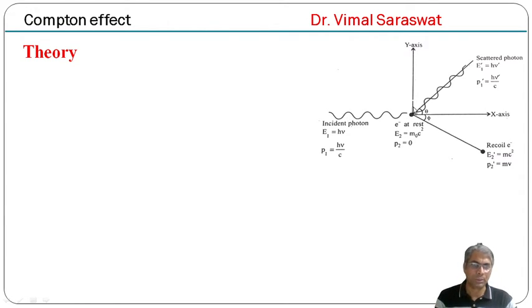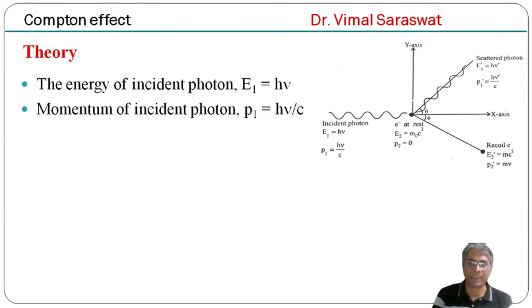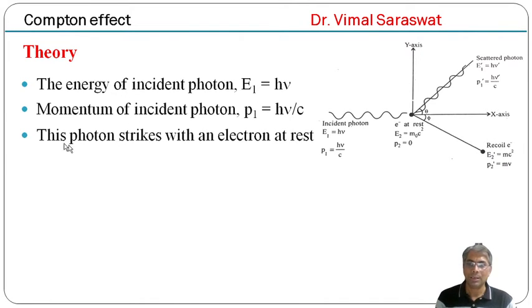Now, when this photon strikes this element, we get a scattered photon and a recoil electron. The energy of the incident photon is E1, that is h nu. Momentum of the incident photon P1 equal to h nu by c, that is E1 upon c. This photon, which photon? This one.